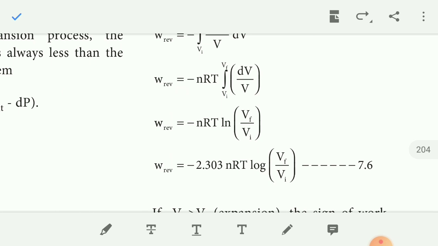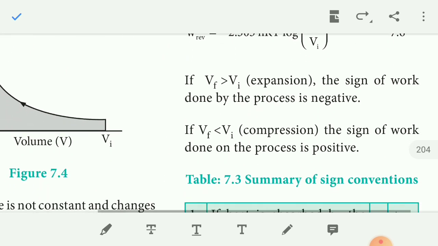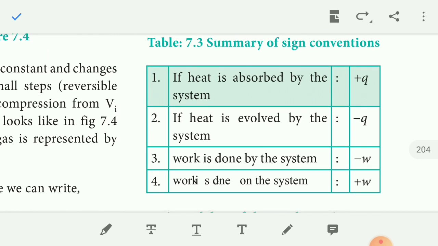Okay, here is a summary of the sign convention, listed in the table. If heat is absorbed by the system, it is represented as plus Q. Heat evolved by the system is represented as minus Q. Work done by the system is minus W. Work done on the system is plus W.